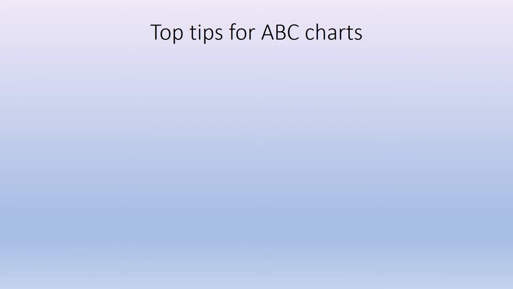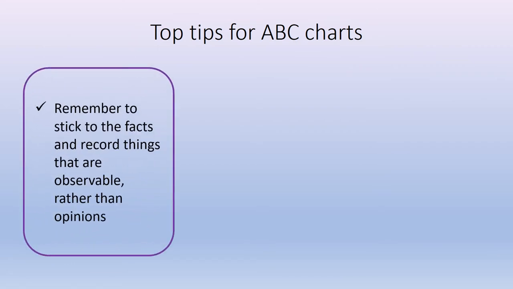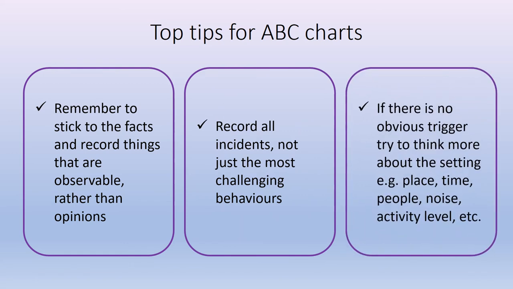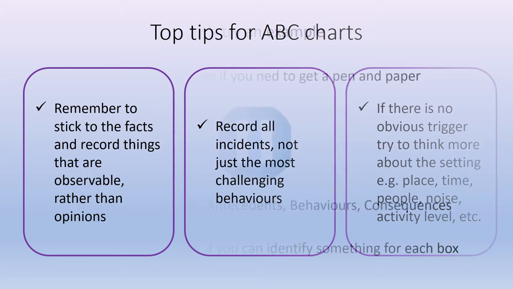So, some other things to keep in mind when you're doing ABC charts. Remember to stick to the facts and record things that are observable rather than opinions. Record all incidents, not just the most challenging behaviours. If there is no obvious trigger, try to think more about the setting. For example, the place, the time, the people who are around, the noise level, the activity level, etc.